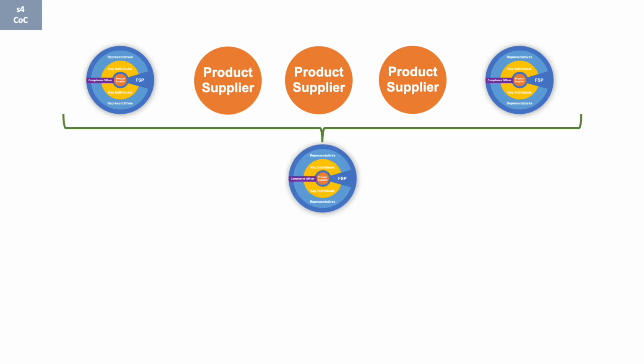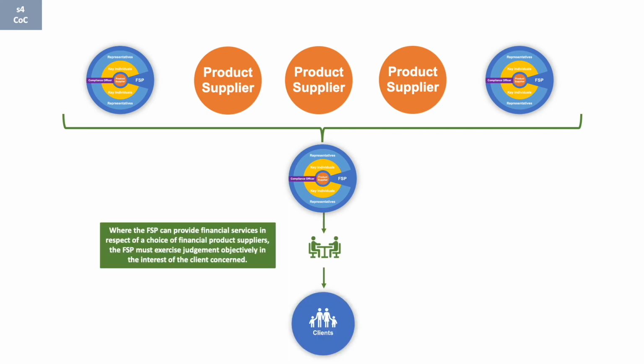An FSP can be giving advice to their clients on products and services from some or all the product suppliers based on the client's need. An FSP can provide and/or render financial services in respect of a choice of financial product suppliers. The FSP must exercise judgment objectively in the interest of the client concerned. This is very important.